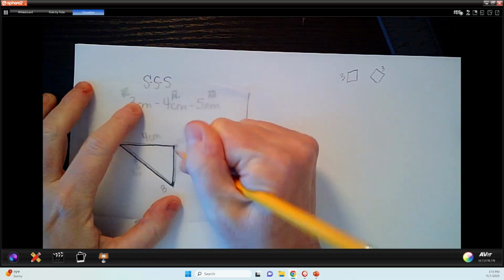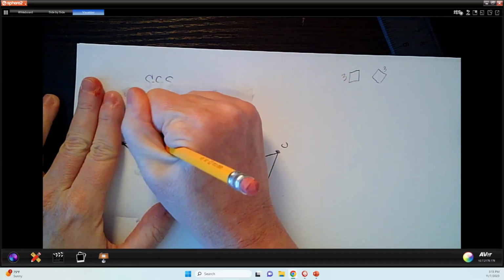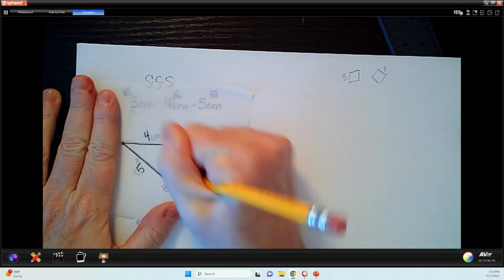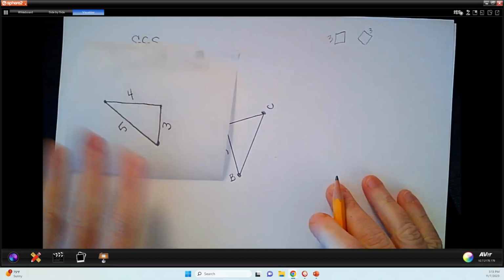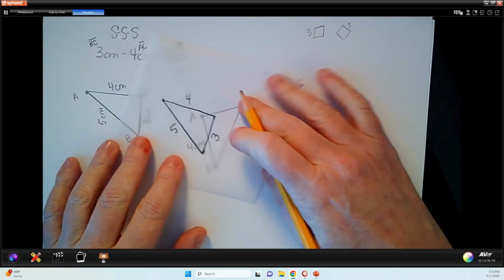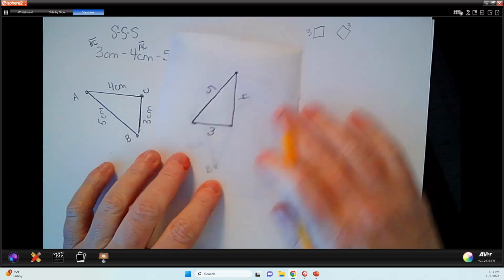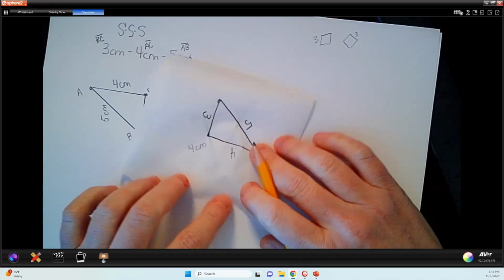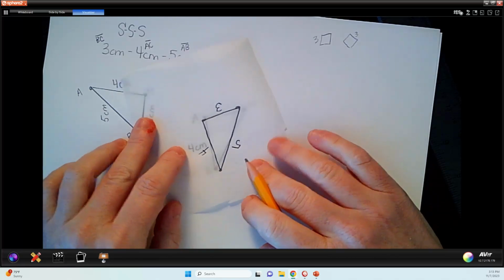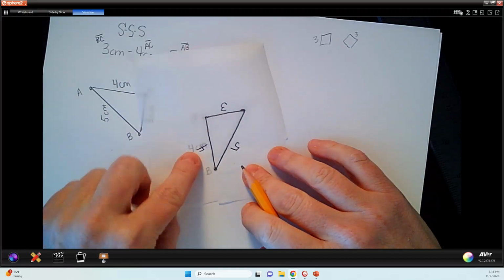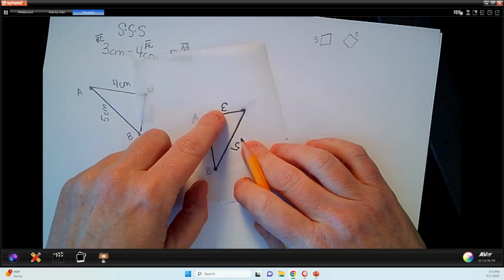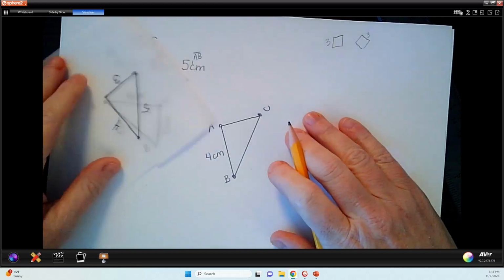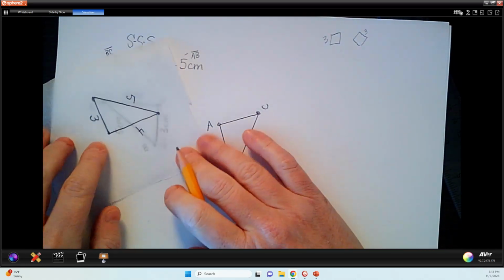So, okay, then I'm just going to label. This is the 4, this is the 5, and this is the 3. All right, so watch. I'm going to come over here, and I'm just going to rotate things around. All right, there it is. Look, whoop, 4, 3, and 5. Pretty cool, right? And then I can slide it over here and just match it up.